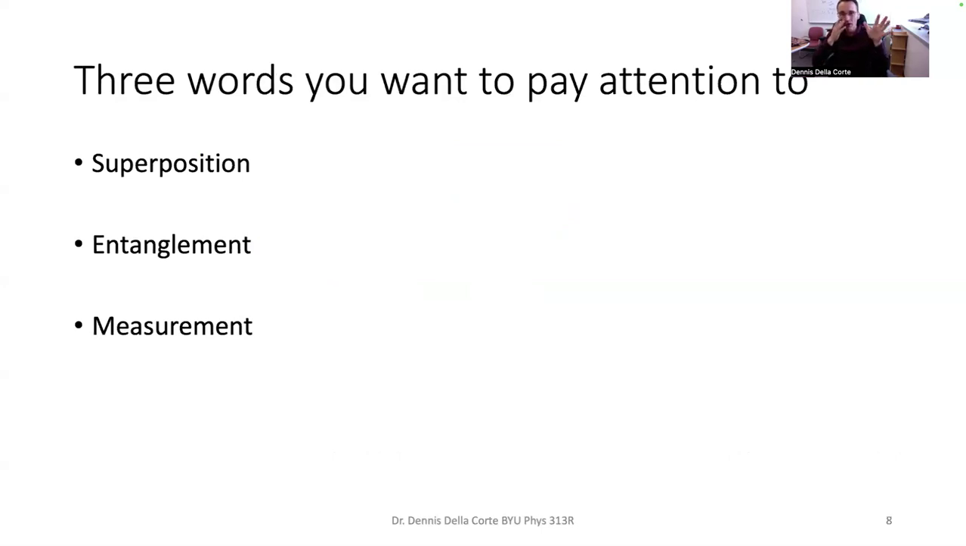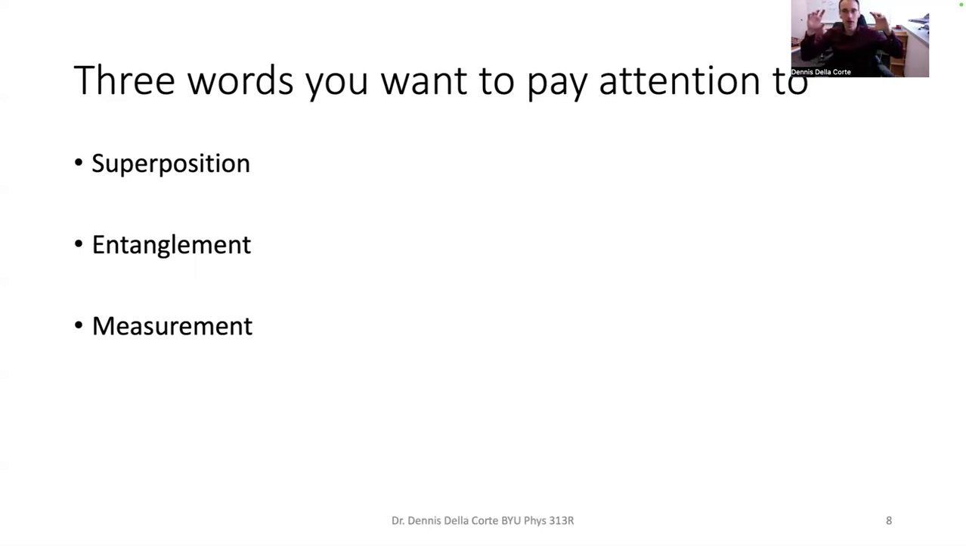Cool. So you already noticed maybe that there are a few words that have been used repeatedly, and they will be used repeatedly throughout this course. So I want you to pay particular attention to them and make sure that you define them really, really well in your journal. Superposition, so different directions being combined to give you a new direction.